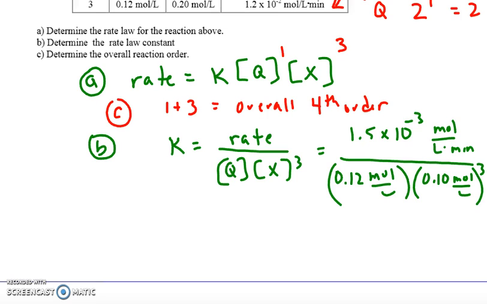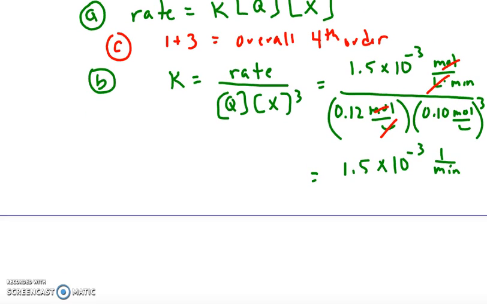Okay. So let's take a look and see what happens with our units. Moles will cancel, liters will cancel. All right, if we start reducing down some of these numbers, we're going to see 1.5 times 10 to the negative 3. That's 1 over minutes. I'm going to scroll down again. All right, and so now the math down here, 0.10 times 0.10 times 0.10 times 0.12, that number is going to give you 0.00012. The units down here will be moles cubed over liters cubed.